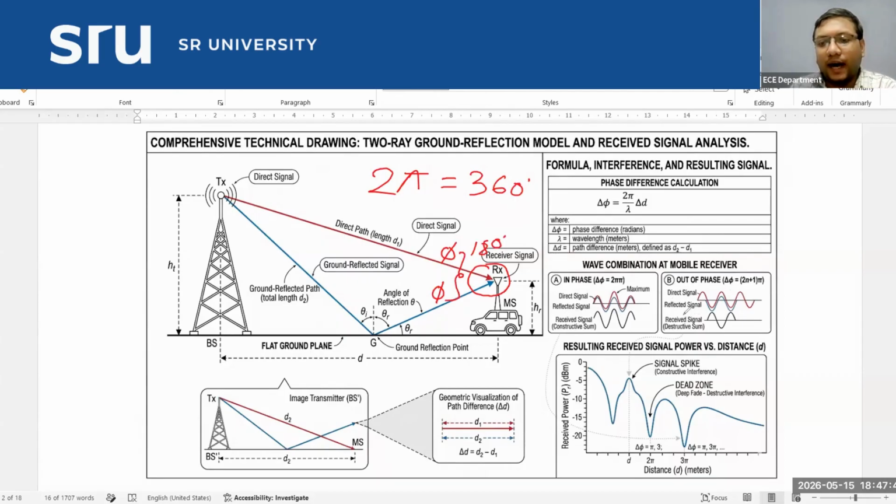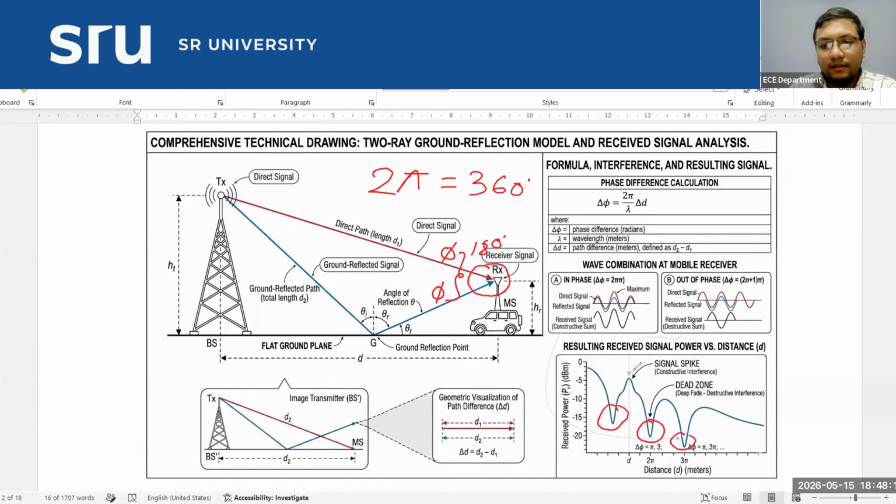If the two signals are out of phase, then what will happen? They will cancel each other. When they cancel each other, the received signal will be very weak. If they cancel each other by being out of phase, then we will observe some dead zones. These are dead zones. It means the signal amplitude is very low.